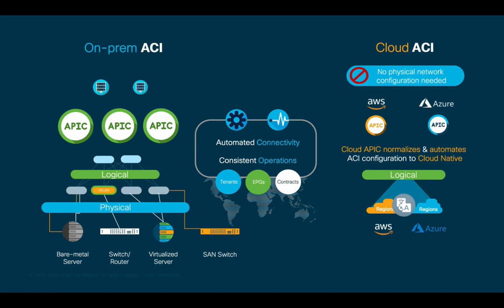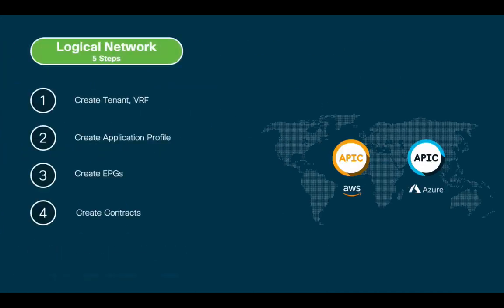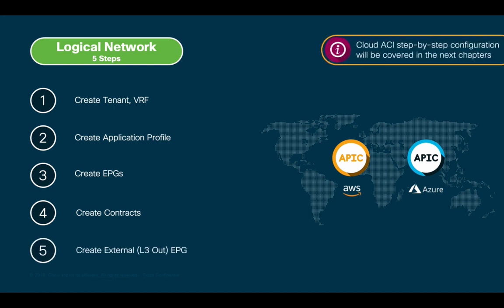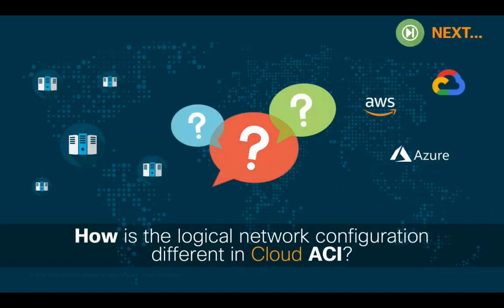ACI will take your configuration and create the corresponding cloud-native objects on your behalf automatically. This way, we can follow our 5 steps to configure the logical network, just as we learned before. However, there are a few minor differences and considerations you need to know about. So, join me in part 2 of this chapter to briefly go through them.